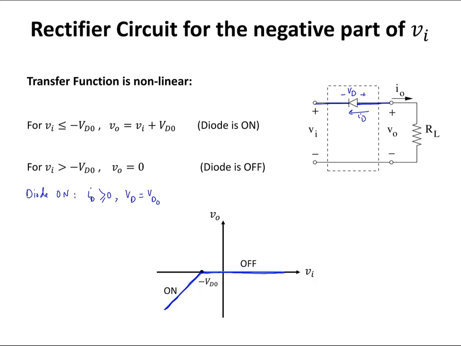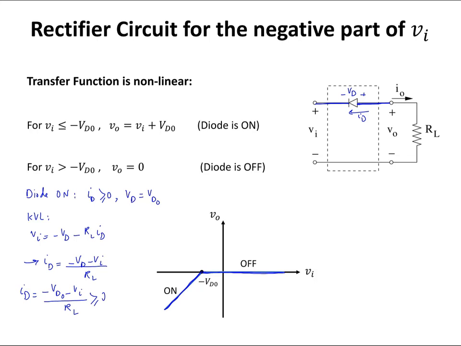I can write KVL in this circuit, and KVL is going to tell me that Vi equals negative VD minus RL times ID, the way that I label the direction of the diode current. From there, ID is equal to negative VD minus Vi divided by RL. Also, I know that VD is equal to VD0 when the diode is on, so it's going to be negative VD0 minus Vi divided by RL.